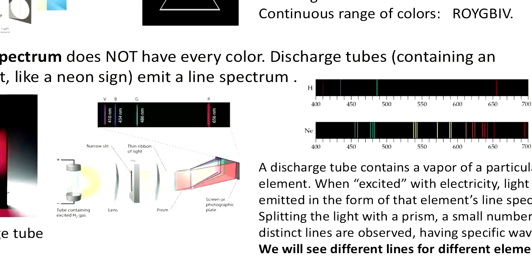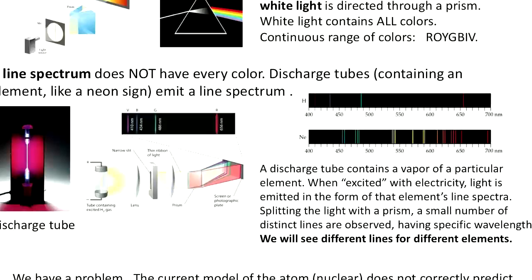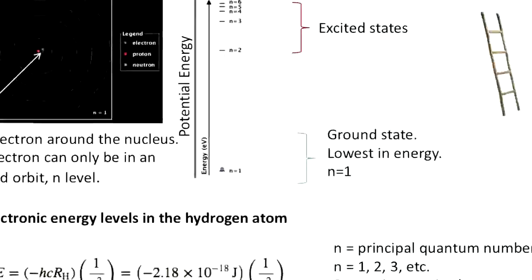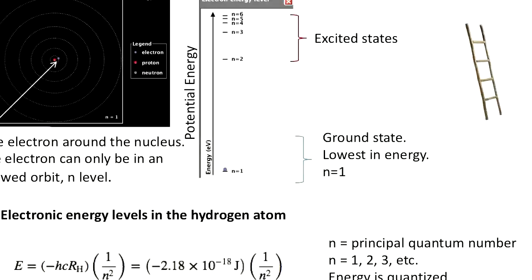We need to make sure that the models that we have explain these different lights that come off with specific energies, these different lines that come off of these discharge tubes. So the new model that does explain what's happening is the Bohr model. The Bohr model is made up of 3 different postulates, basically 3 different assumptions, 3 different truths that help us explain the lines that we see off of different elements.